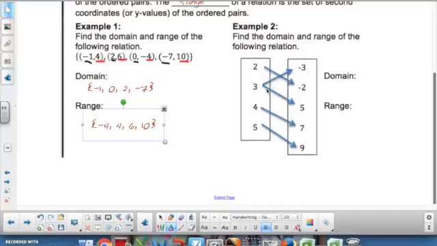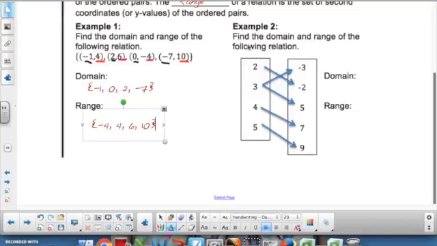Sometimes you might see things show up in different formats. We represent them as ordered pairs. This image right here is what we call a mapping. So when you have a set of numbers, it's showing how those numbers map to a different output.